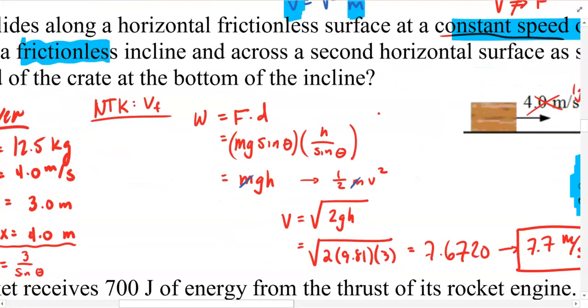And so we could note quite simply that potential energy is equal to kinetic energy. And if we solve for v by performing the appropriate math, the velocity of the object at the end is the square root of 2 times gravity times h.